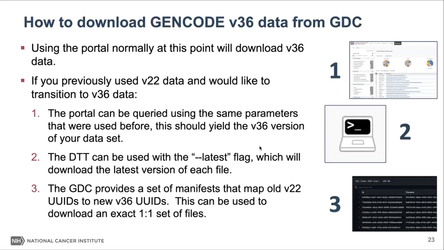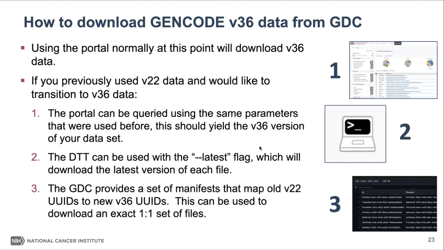However, if you did previously use v22 data and you would like to transition to v36 data, we have three options for you. One is that if you use the portal and you remember what your query was, maybe it was something simple, maybe it was all of the lung cancer patients in TCGA, you can still query using the same parameters, and this should yield the v36 version of your data set. So no surprises there. Pretty low-tech way to figure it out.